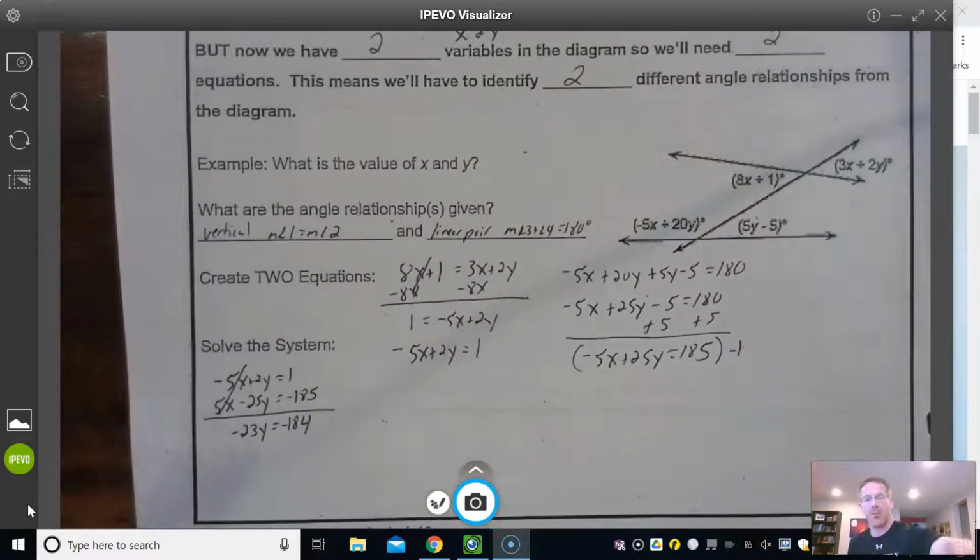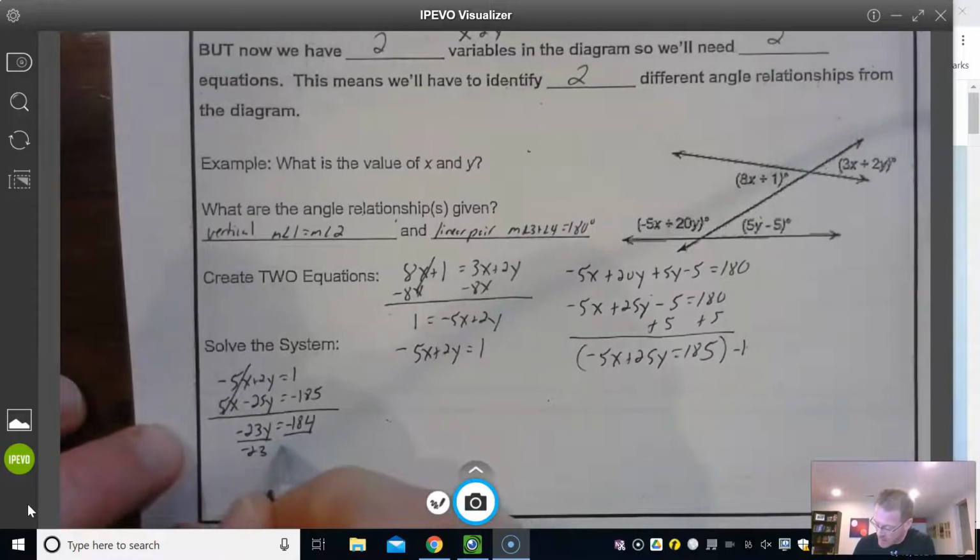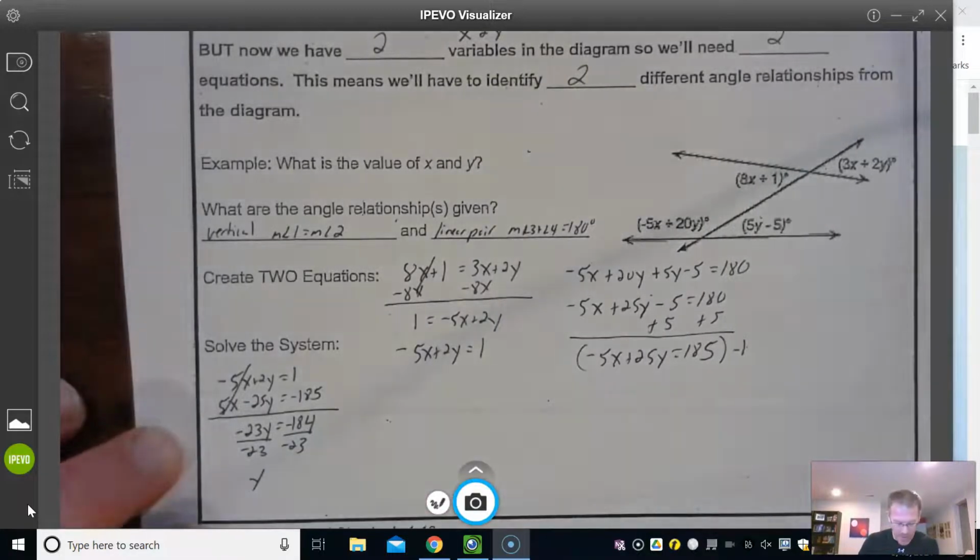Now what we want to do is divide both sides by negative 23. Let me do that on my calculator here. 184 divided by 23 gives us 8. So y would equal positive 8.